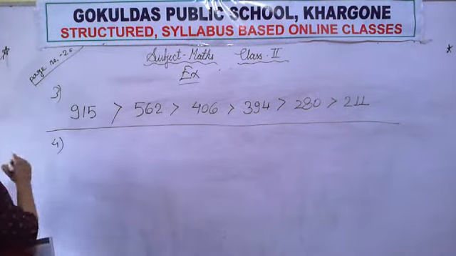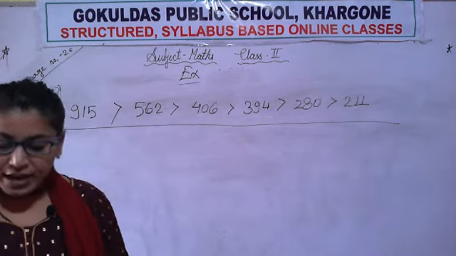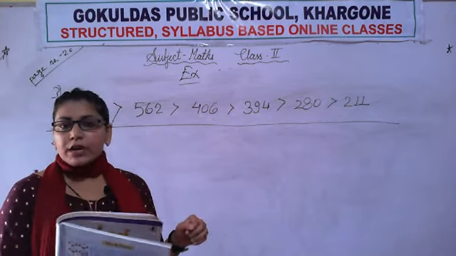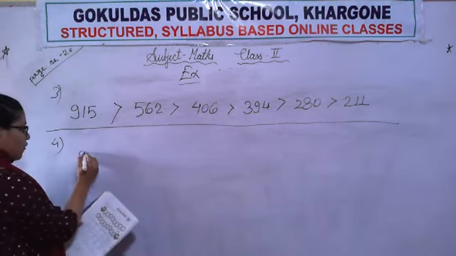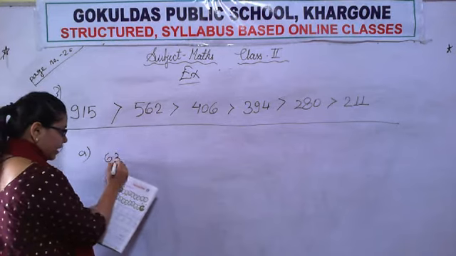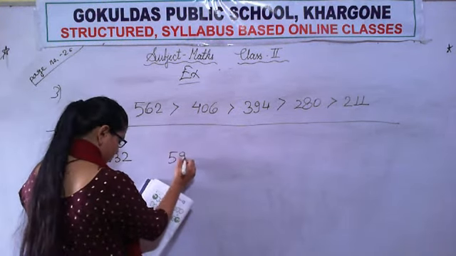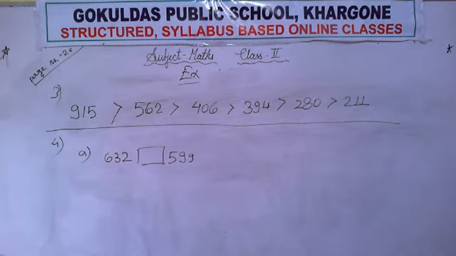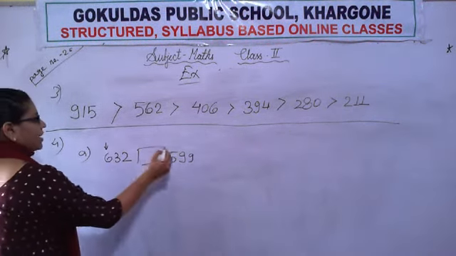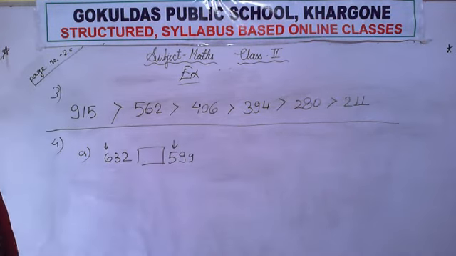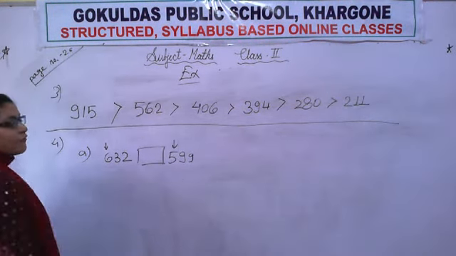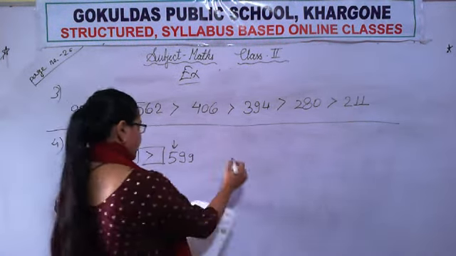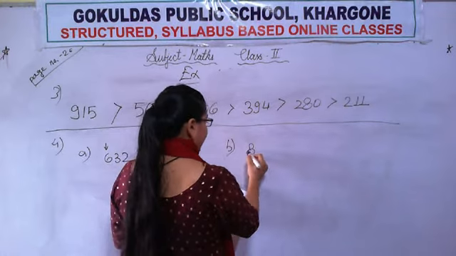Now the next question. Fill in the boxes with the signs smaller than, greater than or equal to. Now we have to fill the boxes with these signs. They have given two numbers, 632 and 599. We'll check the highest place values. We have done this. We are just revising it. 6 and 5. Which one is greater? 6 is greater. So we'll put the greater than sign here.